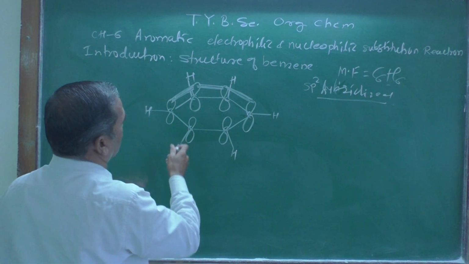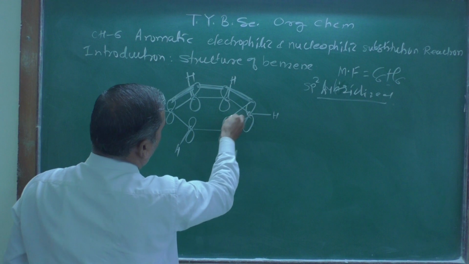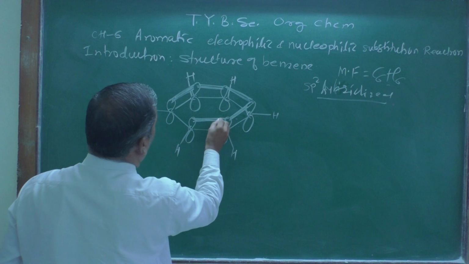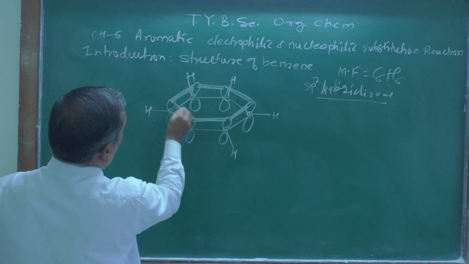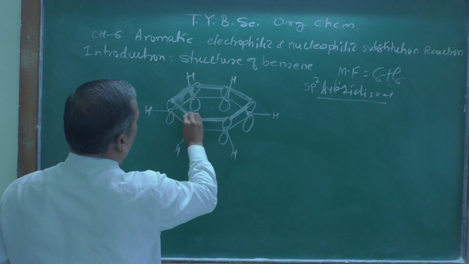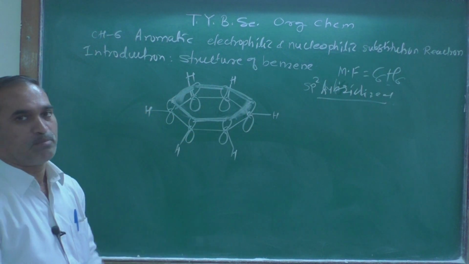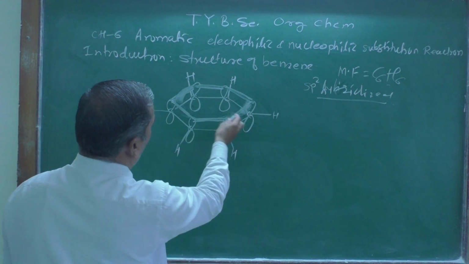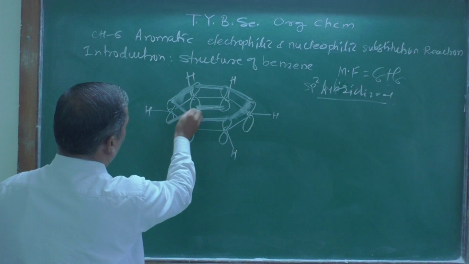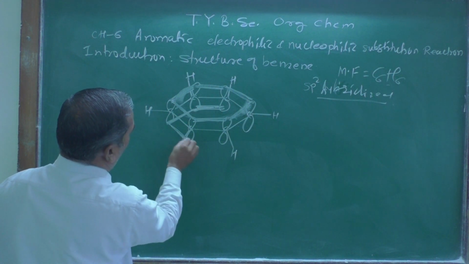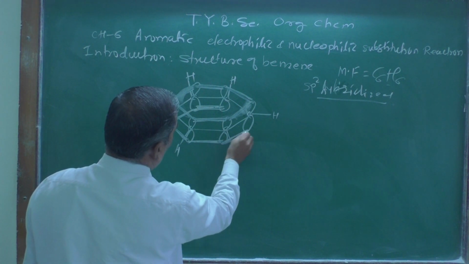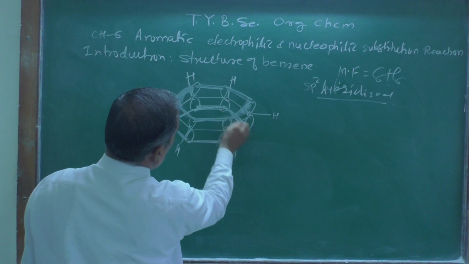This is an upper lobe, this is also an upper lobe, and this could be an upper lobe too. The upper lobes are present above the plane and below the plane. Now look at the lower lobes: this is a lower lobe forming here, and this is also a lower lobe, and this one too, and this one also.